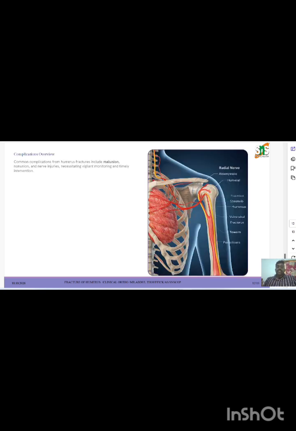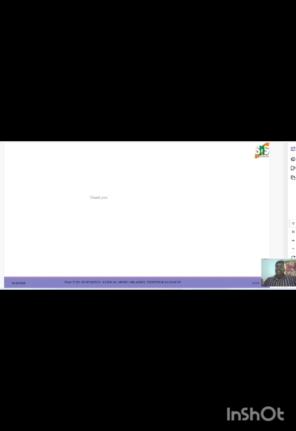So, coming to the conclusion. To conclude, fracture of the humerus is a common orthopedic condition that requires diagnosis, appropriate management, and effective rehabilitation. A multidisciplinary approach ensures optimal recovery and restoration of upper limb functions.